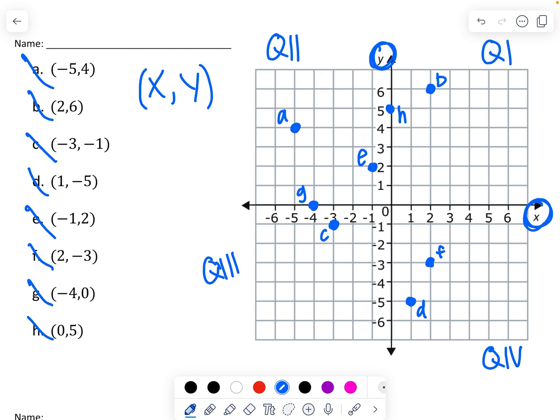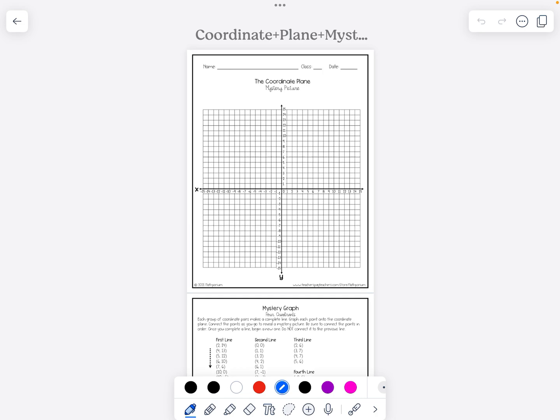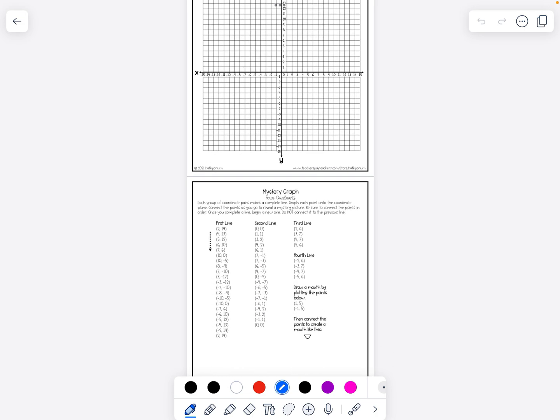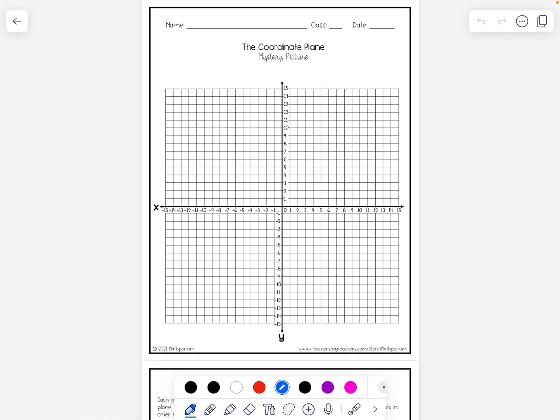So hopefully that gave you a good review from last class. Now, the next thing you're going to do, I do want you to finish your IXL if you haven't finished that from yesterday. But then you're going to do your mystery picture. There are 4 of them on Canvas. You can choose which one you want to do. They're all under coordinate plane mystery pic. All of them look similar. They just have different pictures when you're finished with it.